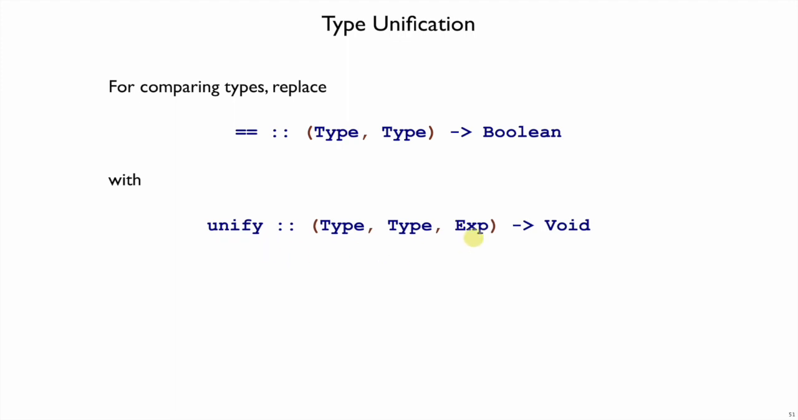In the real code, we'll also pass in an expression so that when unify complains, it can point to some relevant expression that may help the programmer using Mo track down where things went wrong.